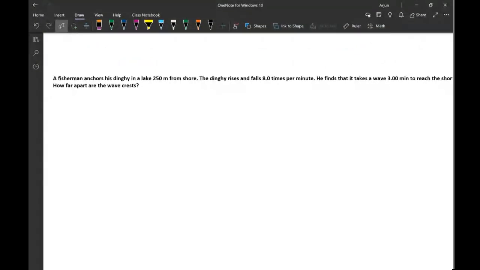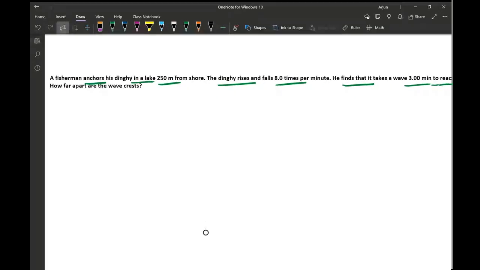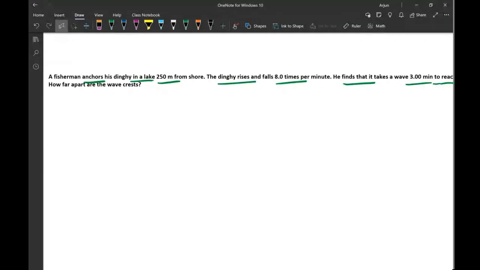So we are given a question. A fisherman anchors his dinghy in a lake 250 meters from the shore. The dinghy rises and falls 8 times per minute. He finds that it takes a wave 3 minutes to reach the shore. How far apart are the wave crests? So we are given: a fisherman anchors his dinghy in a lake 250 meters from the shore.